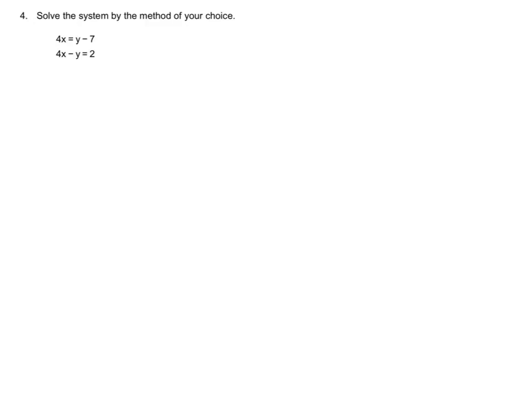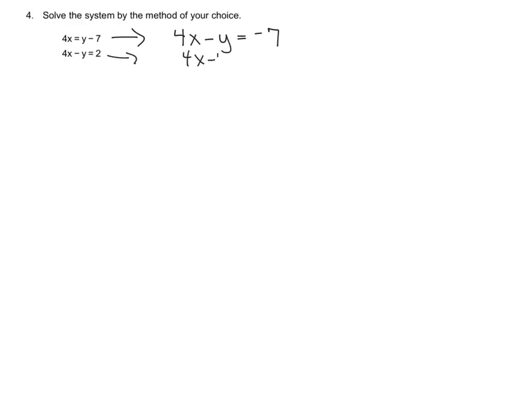First, I want to rewrite the top equation so that all the letters are on the left side and the constant terms are on the right side. So that just means that I'm going to subtract the y from both sides. So I get 4x minus y equals a negative 7. Now both equations are written in the correct form, so I can go ahead and use my addition method.